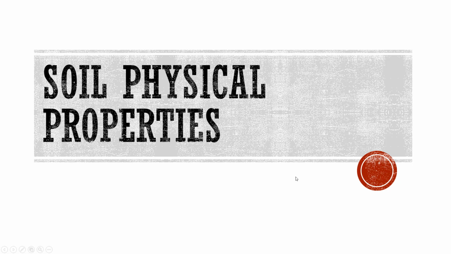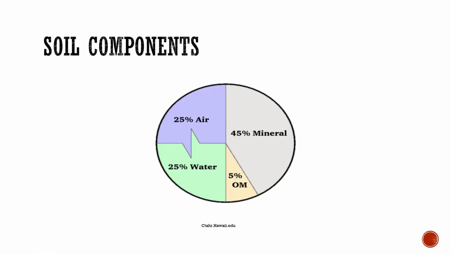This week we're talking about soil physical properties. So you'll see this pie chart around. This is your typical or ideal soil. 50% is going to be solids, and that would be 45% mineral, 5% organic matter. And then 50% would be pore space, which may be filled with air and/or water. And this is an ideal soil, which is pretty rare actually.